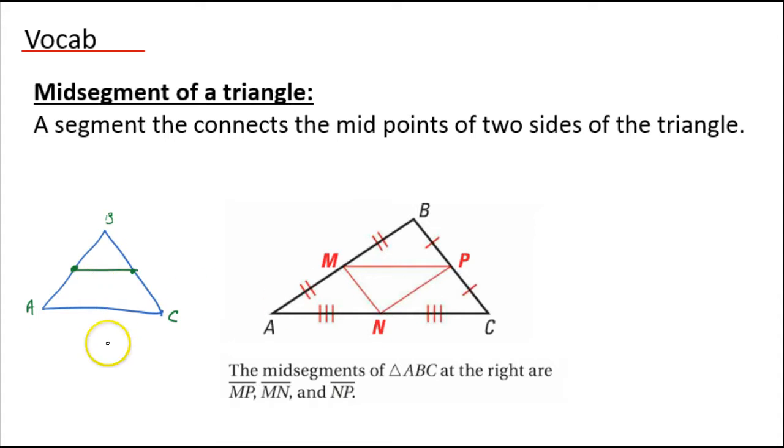That's all. So another example would be, again, A, B, C. So let's say I know the midpoint of BC is here. I know the midpoint of AC is right here. If I were to connect these together, I create a midsegment. So again, this segment is halfway between this triangle.